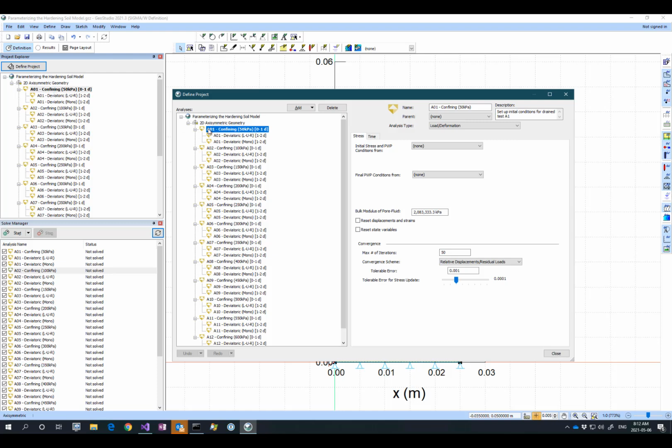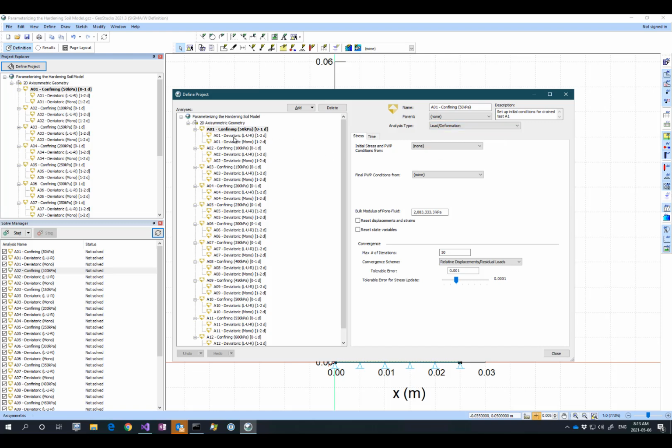Now the first analysis is the one in which we apply the confining pressure of 50 all the way through to 600 kilopascals. And it is an analysis of the type load deformation. We're not doing an in situ or gravity activation analysis because the dimensions of the specimen are so negligible that the body load or the gravity load doesn't contribute to the stresses in any meaningful way.